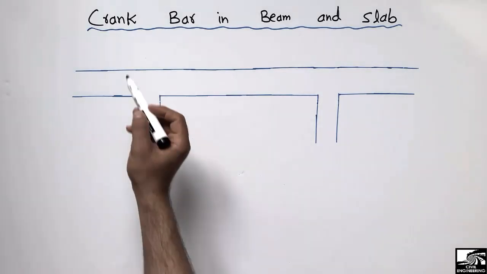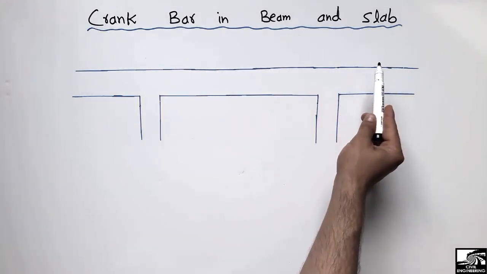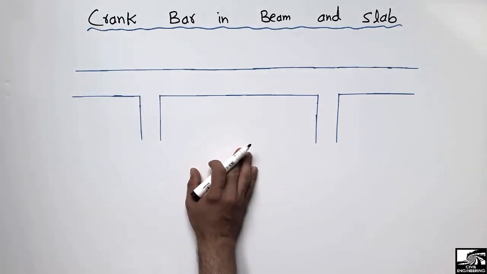Today our lecture is about the crank bar, and why we use the crank bar in beam and slab. I will explain this topic with the help of the figure so it can be easily understood.